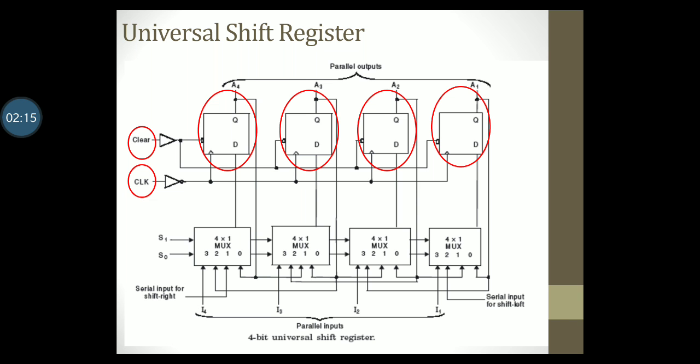The output of each flip-flop is named. Starting from the leftmost flip-flop, it is named as A4, A3, A2 and A1. The parallel output from this register is read also at A4, A3, A2 and A1. Parallel input is given at I4, I3, I2 and I1.